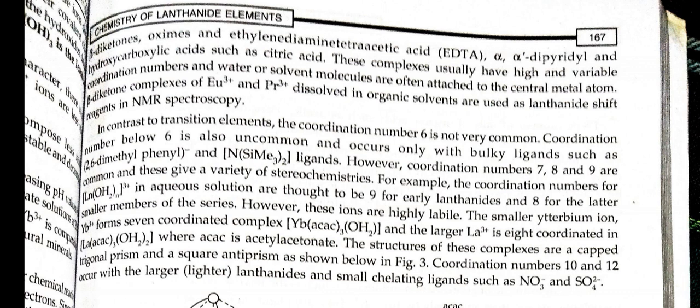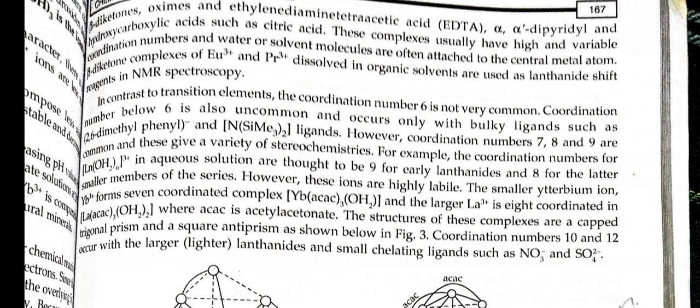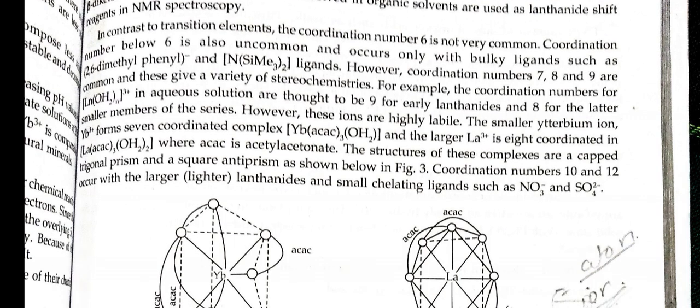The smaller ytterbium ion Yb3+ forms 7 coordinated complexes and the larger lanthanum ion La3+ is 8 coordinated in the [La(acac)3(OH2)2] complex, where acac is acetylacetonate. The structures of these complexes are a capped trigonal prism and a square antiprism as shown in the figure. Coordination numbers 10 and 12 occur with the larger lanthanides and small chelating ligands such as NO3- and SO4 2-.